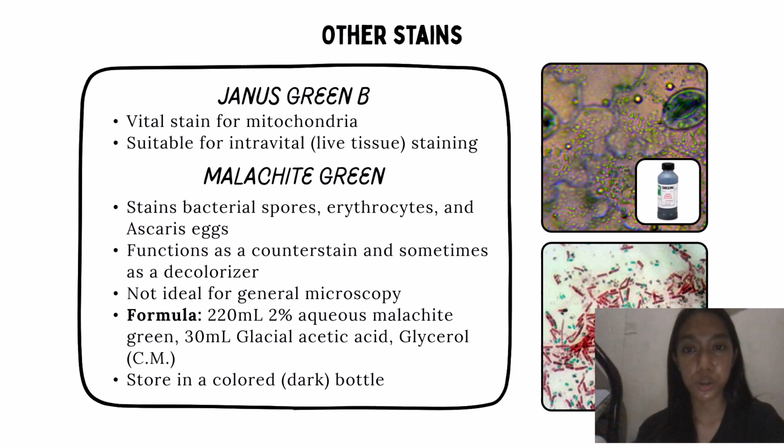Another is the Janus green B, which is a vital stain used for staining mitochondria in live tissue samples. It is commonly employed in intravital staining, allowing researchers to study living cells. Next is the malachite green, which is used as a counterstain and spore stain that is effective for staining erythrocytes and Ascaris eggs. It is not ideal for general microscopy, but it works well for identifying specific tissue structures.